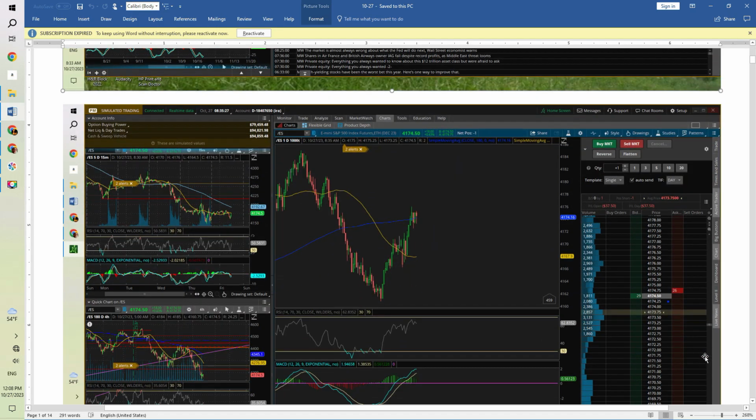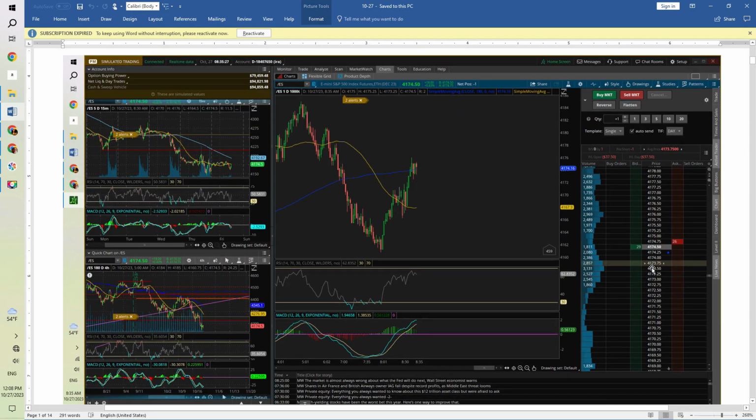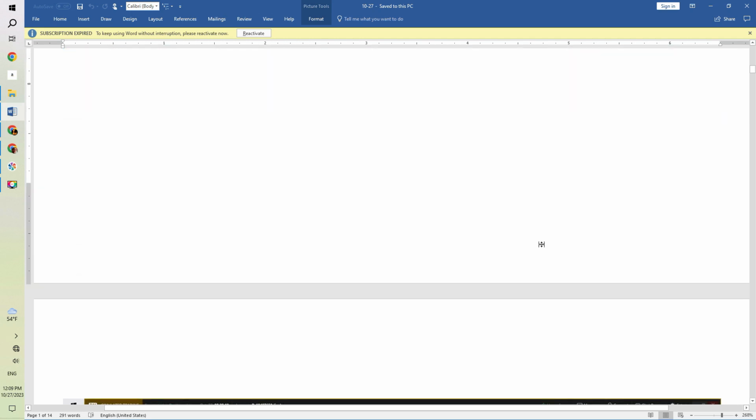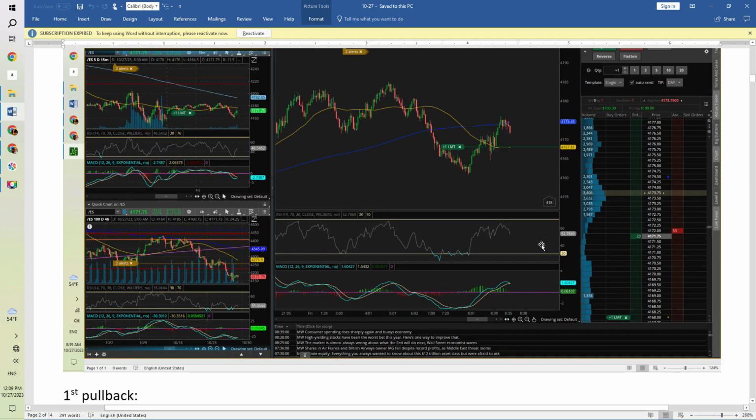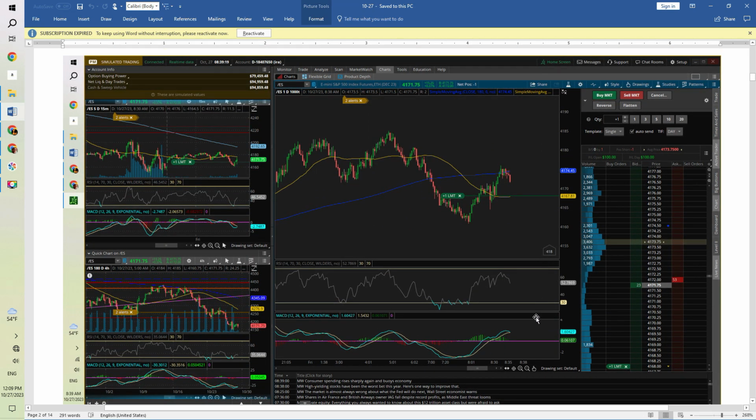Okay, so the next screenshot is that I've gotten in. You can see where I got in here. I do not have a stop order in or an exit order in. It's just now tipping over. It's gone up and down. All right, now it's starting to drop.